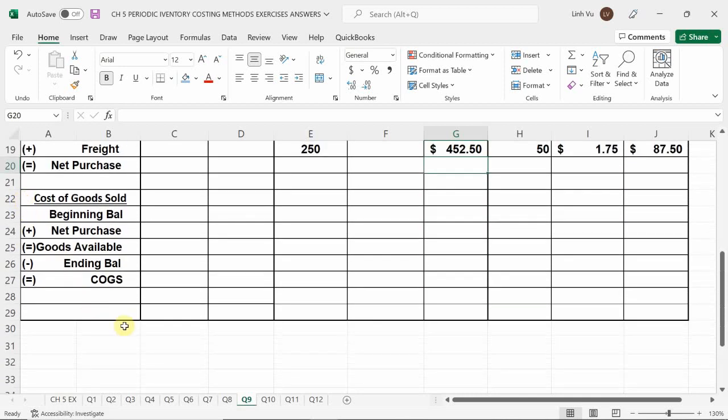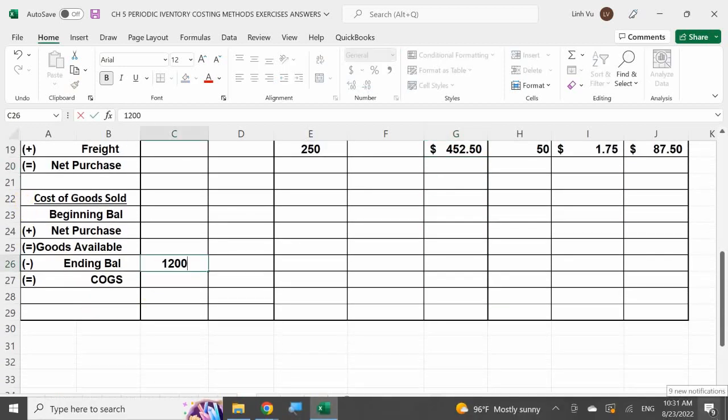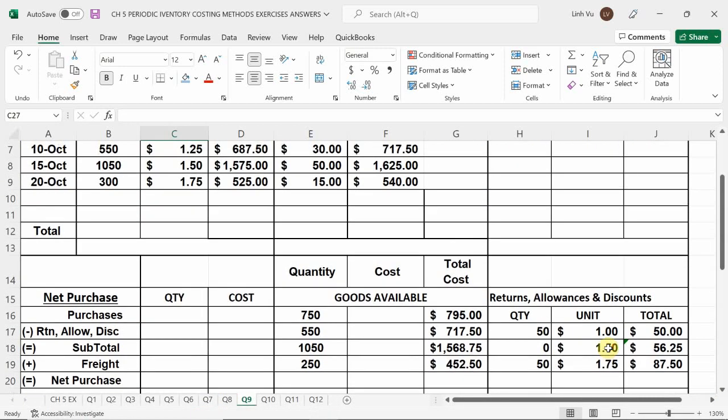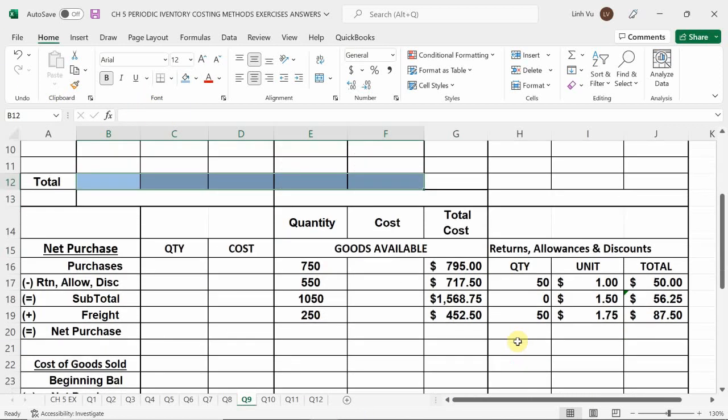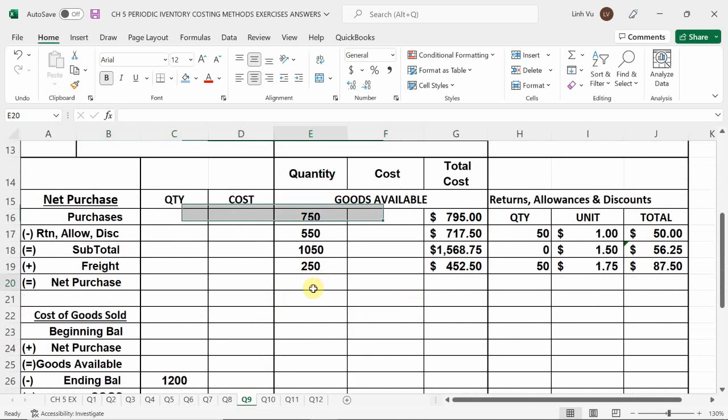So that's what I'm going to do. I'm going to plug in right here, 1,200. Okay. And let's go ahead and figure out and plug in all of our numbers. So again, you can go ahead and solve for your totals here, as well as your totals for your goods available and your purchase returns and allowances.